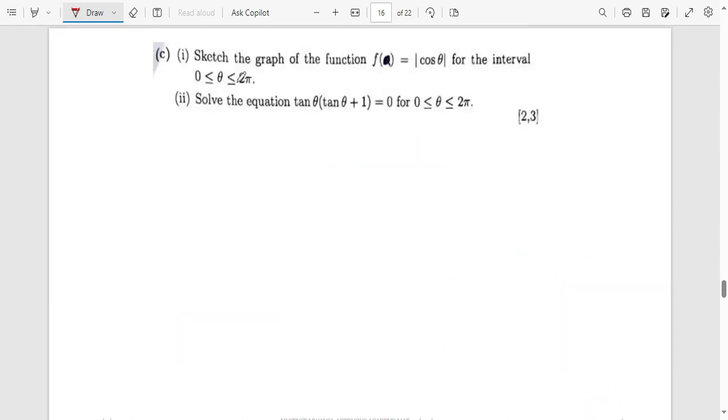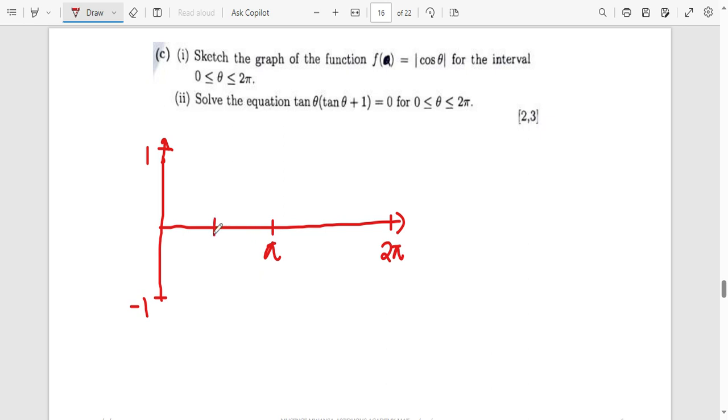Question C. Sketch the graph of the function f of x is the absolute value of cosine of theta. To start with, we want to sketch between 0 and 2 pi. A cosine graph will alternate between 1 and negative 1. To go all the way up to 2 pi, the middle of 2 pi is pi, the middle of pi is pi over 2, the middle between pi and 2 pi is 3 pi over 2.